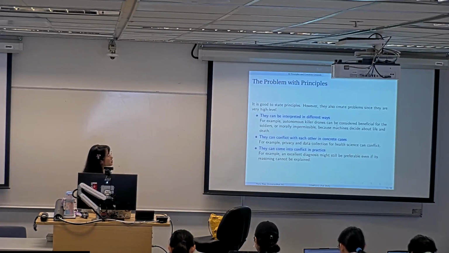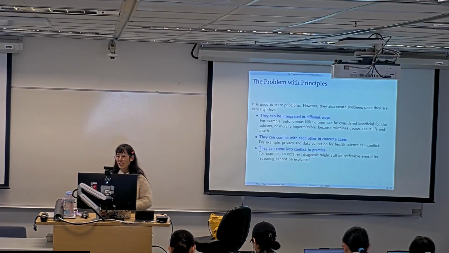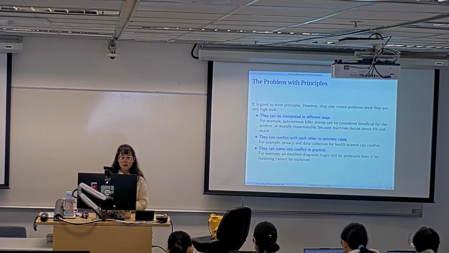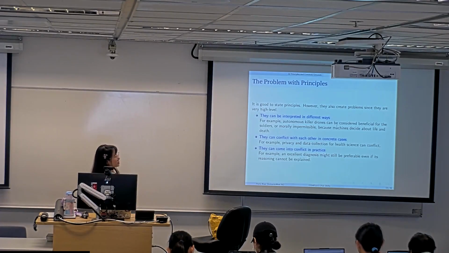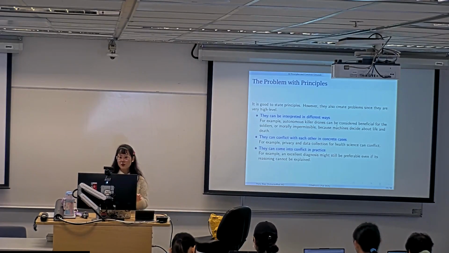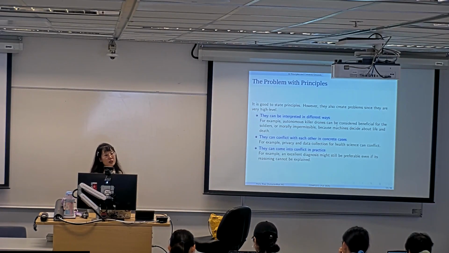So we introduced some principles, some common grounds, but this is not a perfect solution to address the AI ethics issues. Still, there are many limitations and problems with the principles. Of course, it is good to state principles, right? However, they also create new problems, since all the principles on the previous two pages are just very high level. They are just very abstract principles. They do not address very detailed cases. They do not address any specific real-world situations. In this case, they can be interpreted in different ways.